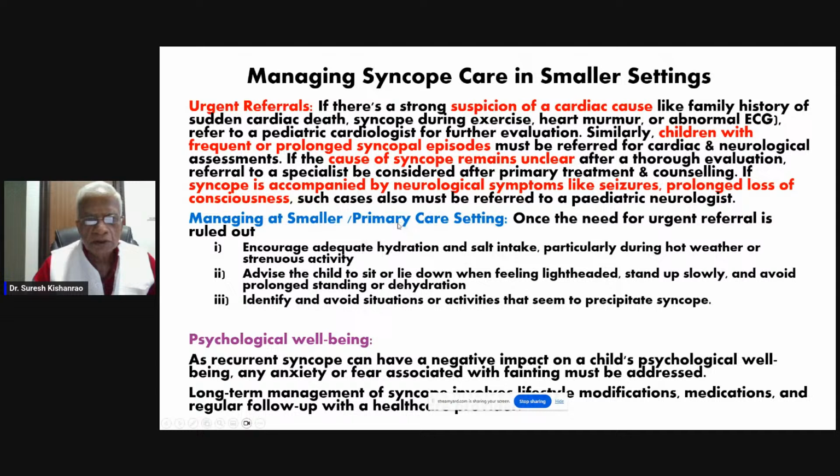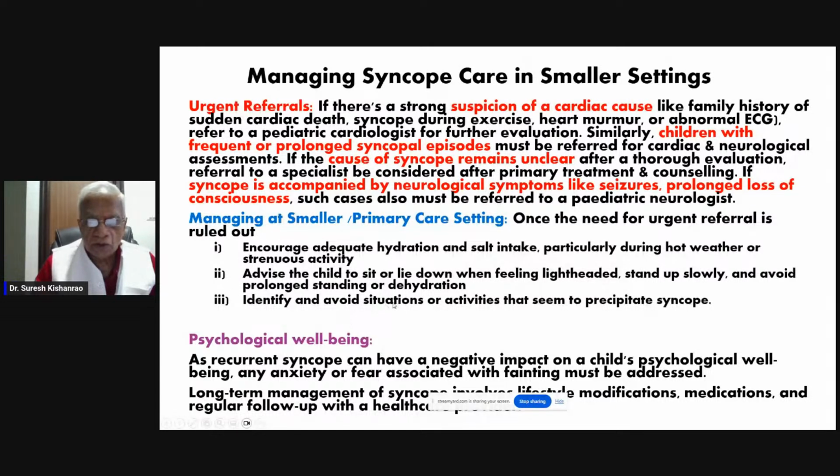If you are not referring, first you need to rule out the urgent referral, then encourage adequate hydration with water and salt intake. If a child cannot take orally, give them IV fluids. Make the weather conducive with coolers or AC. Minimize strenuous activity if the person is doing any activity. Advise them to sit down, as I already told you, or stand up slowly when they get up, and be careful when they need to stand for prolonged periods, and avoid dehydration.